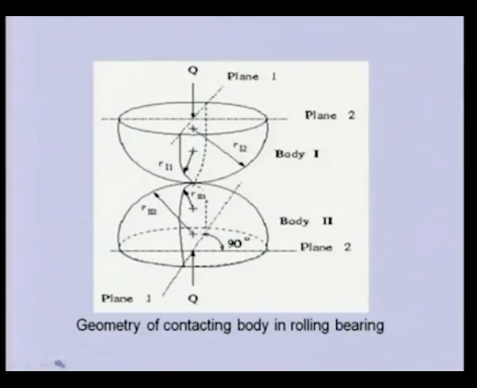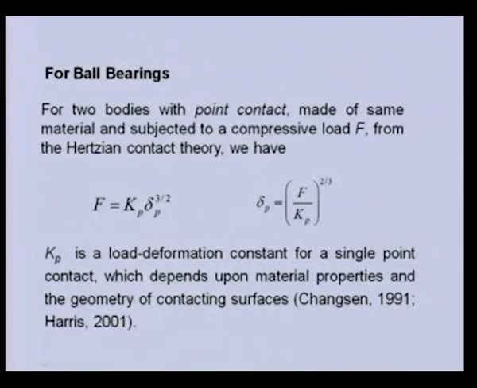So generally using the Hertzian contact theory, we define the load versus deformation relation between two contacting bodies, and for point contact, that means two spherical contacts, we have this relation. So you can see this is the load, this is the deformation at the contact point or point load. This is the exponent 3/2 for a ball bearing, that is point contact. This is the load deformation constant, which depends upon the geometry of the bearing and material property of the contacting bodies. This can be written like this.